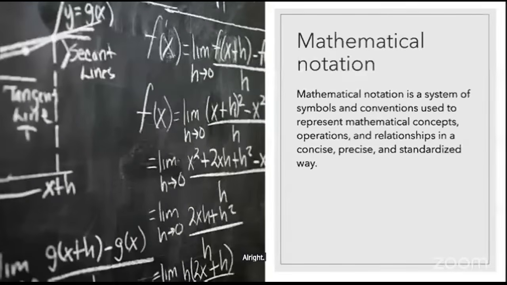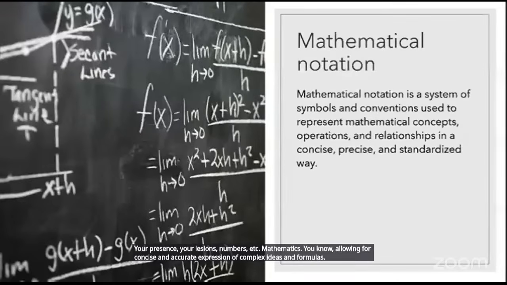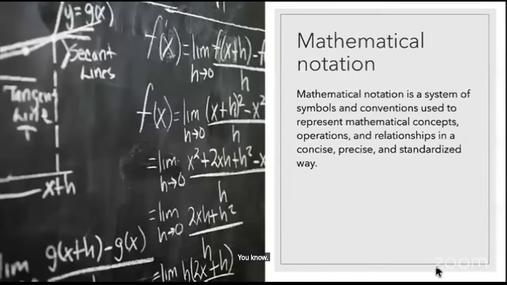Then mathematical notation, which is the last, is a system of symbols used to represent mathematical concepts, operations, relations, numbers, etc., allowing for concise and accurate expression of complex ideas and formulas. For example, A is equal to 2 times B. It means you have to bring 2 of B's to get A. That's what that is telling us.